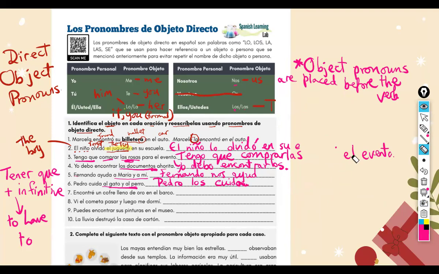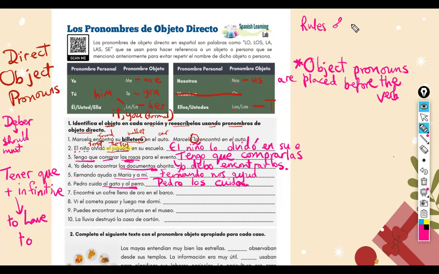All right, now I hope that you all would have noted that rule about tener que, that we use tener que plus the infinitive to say to have to do something. And also that you know the verb deber, which is should or must, right? All right. Let's go over, I'm just gonna write it on the side here because there's space, right? Rules of direct object pronoun placement.